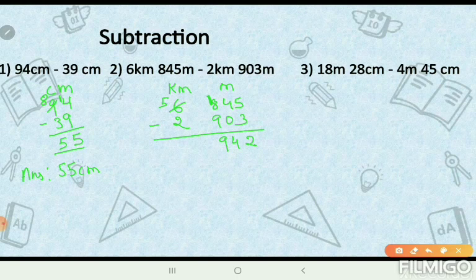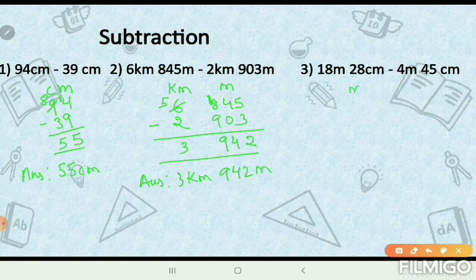Now come to the next unit, kilometer. From 5 you subtract 2, you get 3. So what is your answer? Answer is 3 kilometer 942 meter.